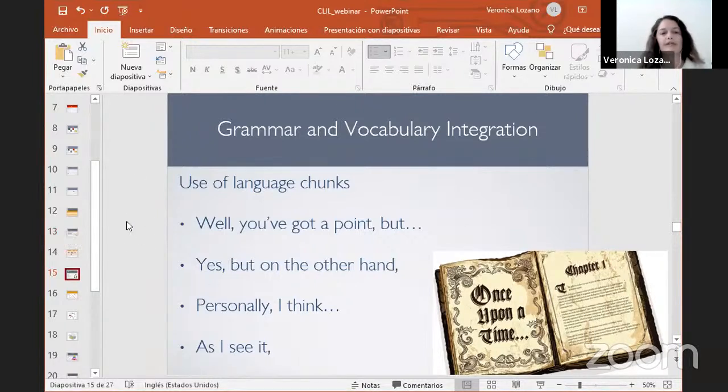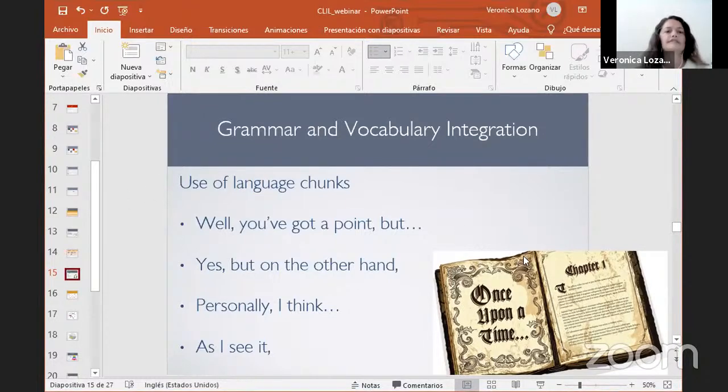People who write papers and essays and books and articles, for example, have been doing some research on how teachers work with CLIL in the classroom. So it seems that most of them agree that it makes a lot more sense to integrate grammar and vocabulary into what is called chunks, language chunks. Just as the examples that you posted in the chat.